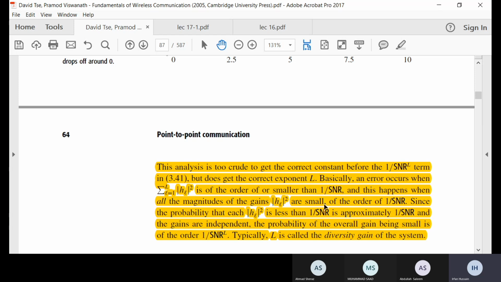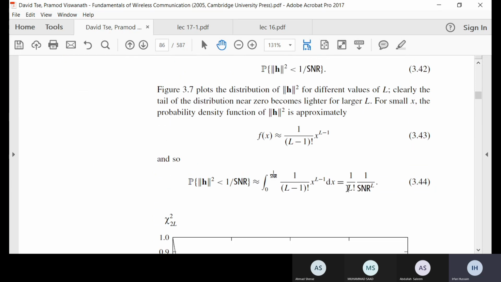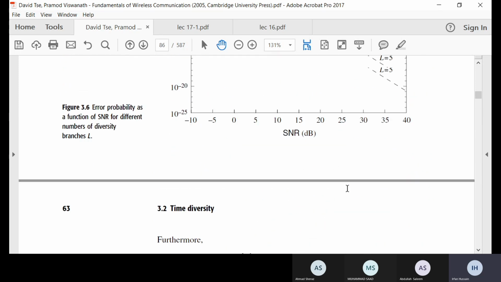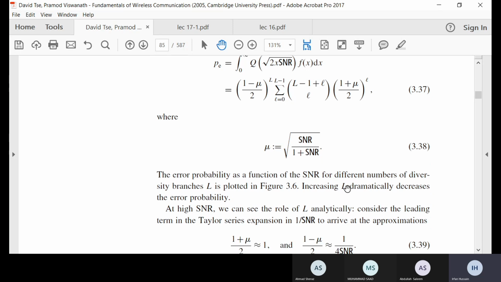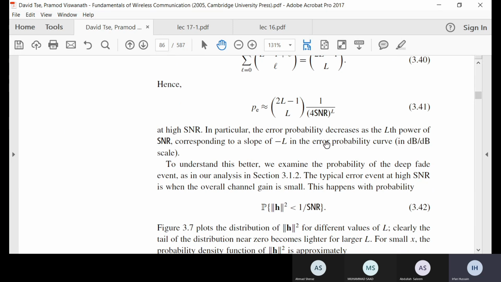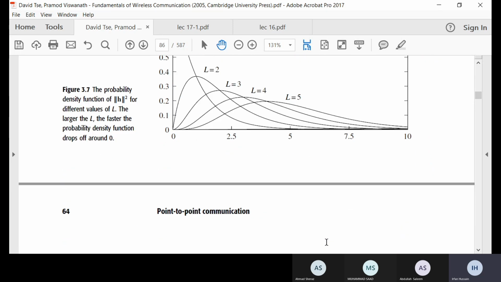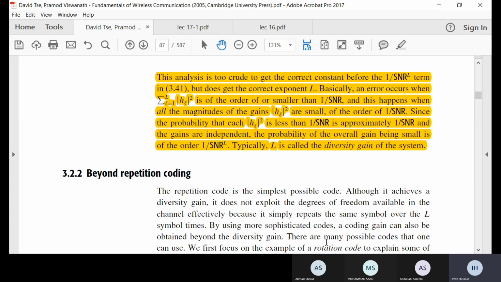You remember this, we have studied it before. The probability of this being less than epsilon is epsilon. So the probability for one is 1 over SNR, and if all the h_l are independent, the joint probability will be just 1 over SNR times 1 over SNR, L times. That is why it comes out to be 1 over SNR^L. So this intuition is satisfied by this approximation as well as the exact formula, and the rough approximation is also satisfied by our intuition.